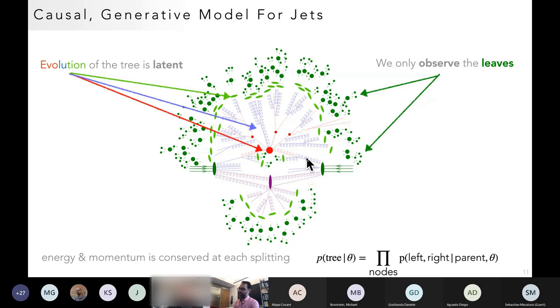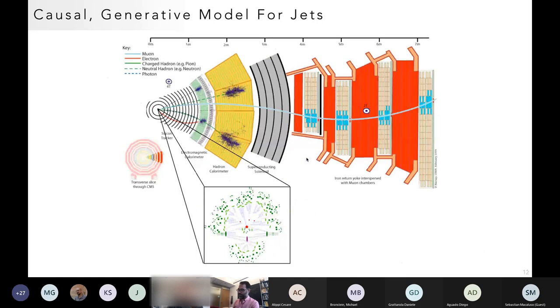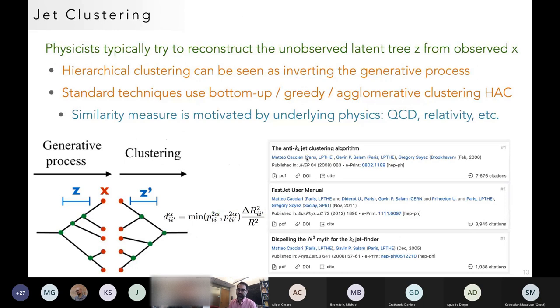So that's our model for how jets are generated. Of course, there's an important detail here, which I'm not going to get into, which is that we don't see those little green dots, those particles, directly. We see them through our detectors. So more accurately, the thing we observe are energy deposits in our detector, but I'm not going to focus on that for this talk. I'm going to imagine essentially we can see the leaves of the tree. So what physicists usually do is they try to look at the leaves of the tree, which I'm calling X here, and they try to essentially determine what that tree-like history was. So they're trying to invert the generative process.